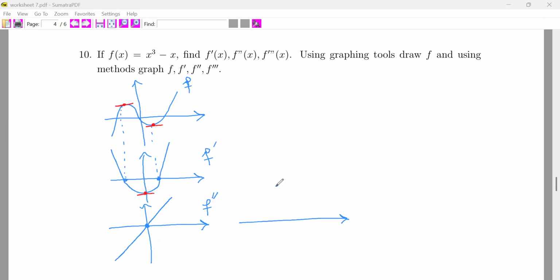Using this graph, we are going to draw third derivative. Graph of second derivative has no horizontal tangent line. We know that for all parts of this line, the tangent line is positive. So we would have slope as a constant, any number that we can see here, but positive. So this is the way that we would draw third derivative.